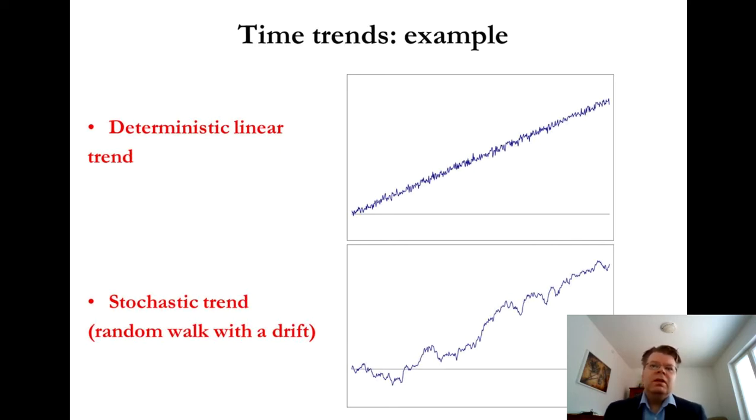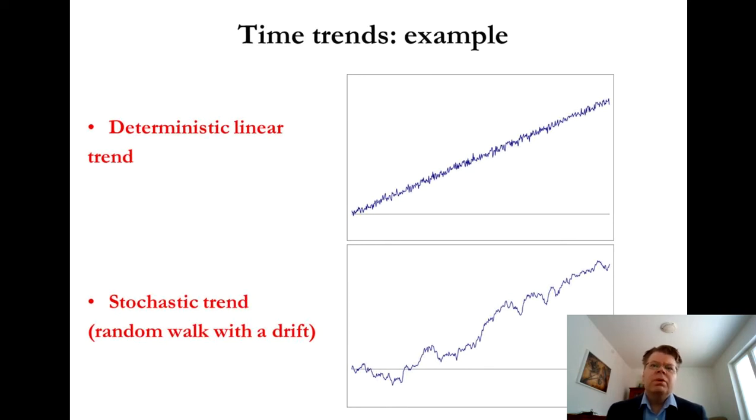The situation is quite different in the bottom figure where we have a stochastic trend. So this is a so-called random walk with a drift. It's just the same AR1 process that we have considered before. Now we have this autocorrelation coefficient equal to 1, and there is also this kind of drift parameter. The drift parameter is important in the sense that it makes this stochastic process grow rather than decrease. So I will come to that in more detail shortly.